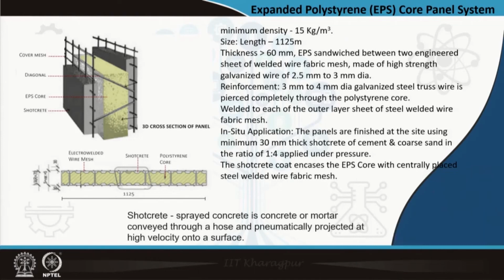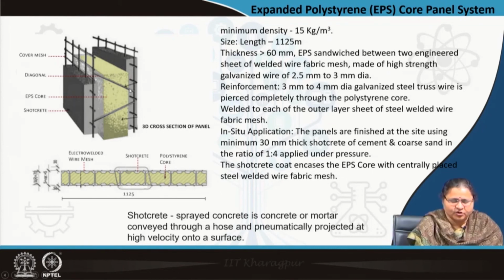What you see here, what comes on site? It is the mesh with an EPS, and this mesh is held by a spacer. You can see this rod diagonal. So, this mesh on both sides and this spacer passing through the EPS is holding the mesh together in position.